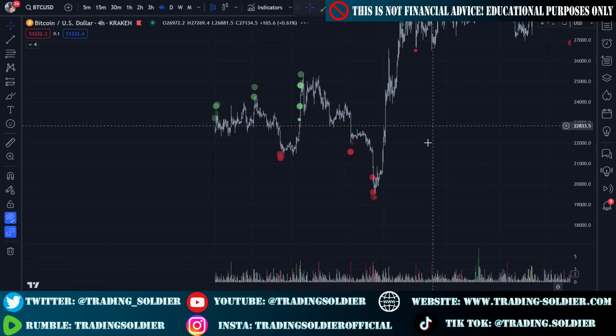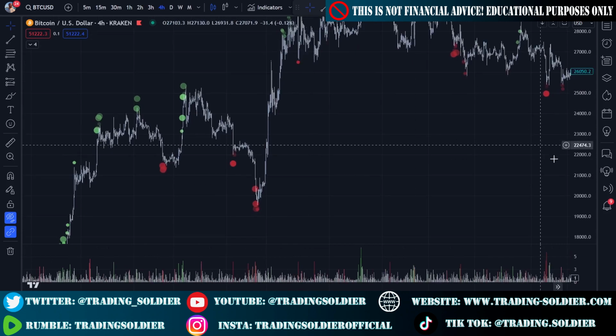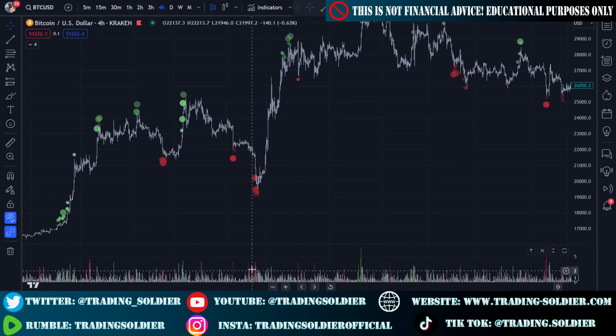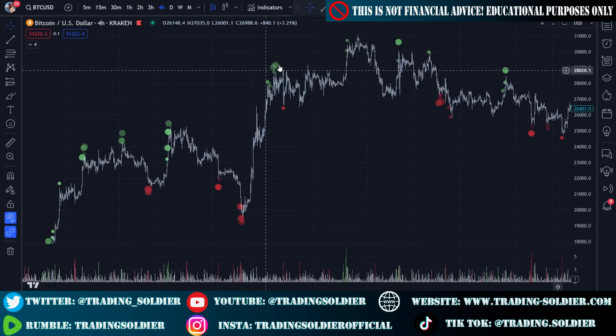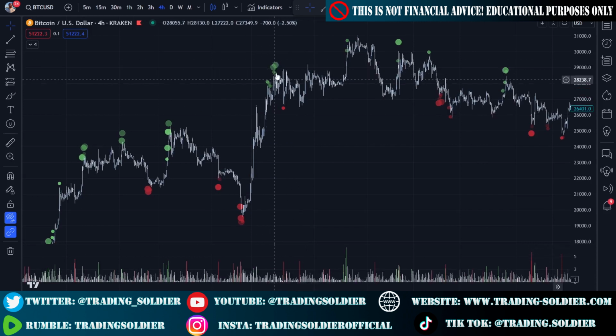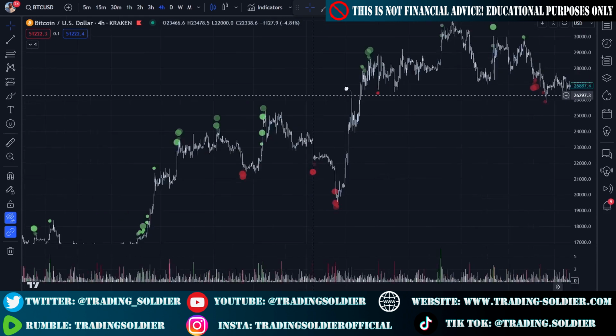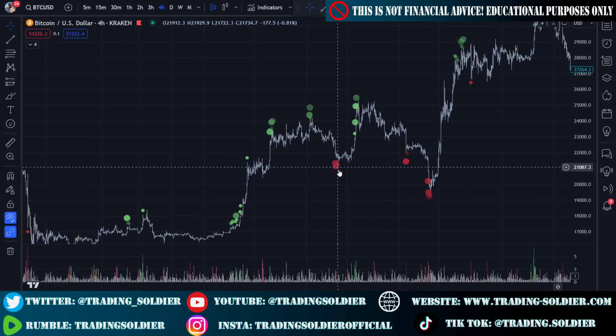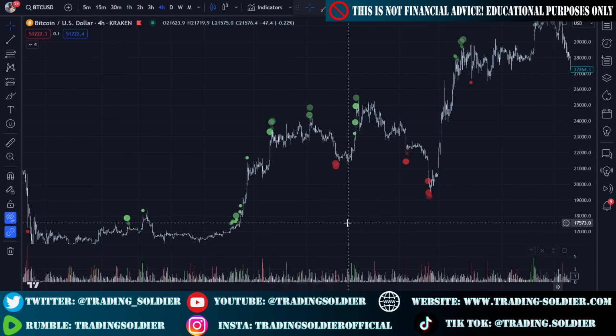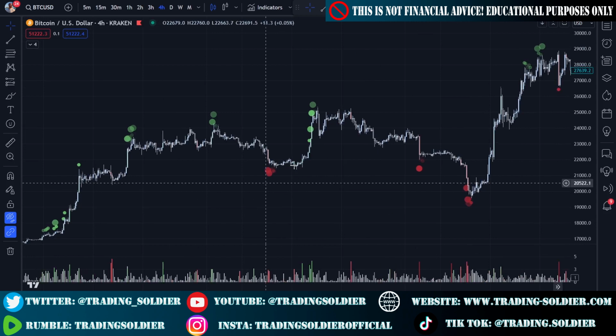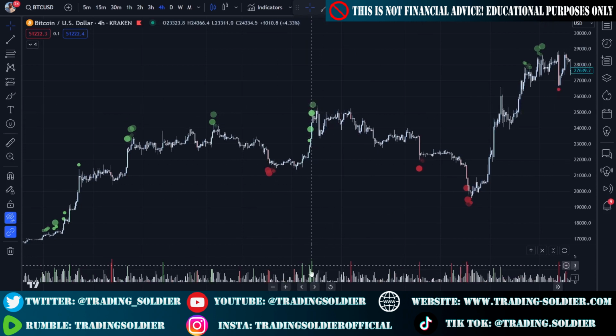Another example here: we see red bubbles followed by red volume in the relative volume, and we sell when we see green bubbles and green volume. In this case the volume was not displayed, but we got the green bubbles. Another example here: red bubbles followed by red volume, and then again green bubbles followed by green volume.